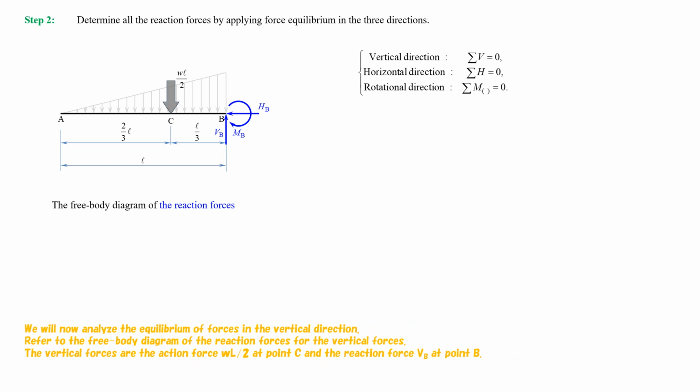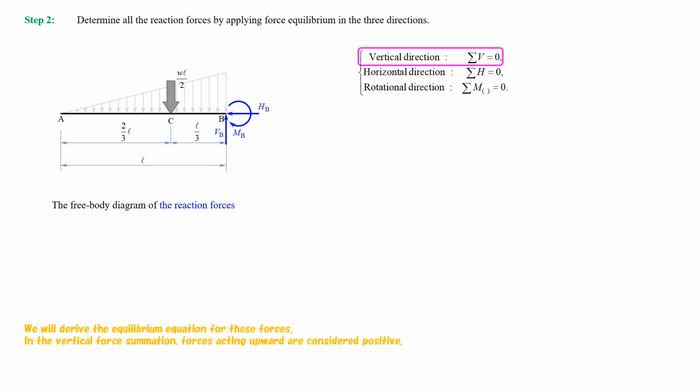We will now analyze the equilibrium of forces in the vertical direction. Refer to the free body diagram of the reaction forces for the vertical forces. The vertical forces are the action force, W multiplied by L, divided by 2, at point C, and the reaction force VB at point B. We will derive the equilibrium equation for these forces. In the vertical force summation, forces acting upward are considered positive.